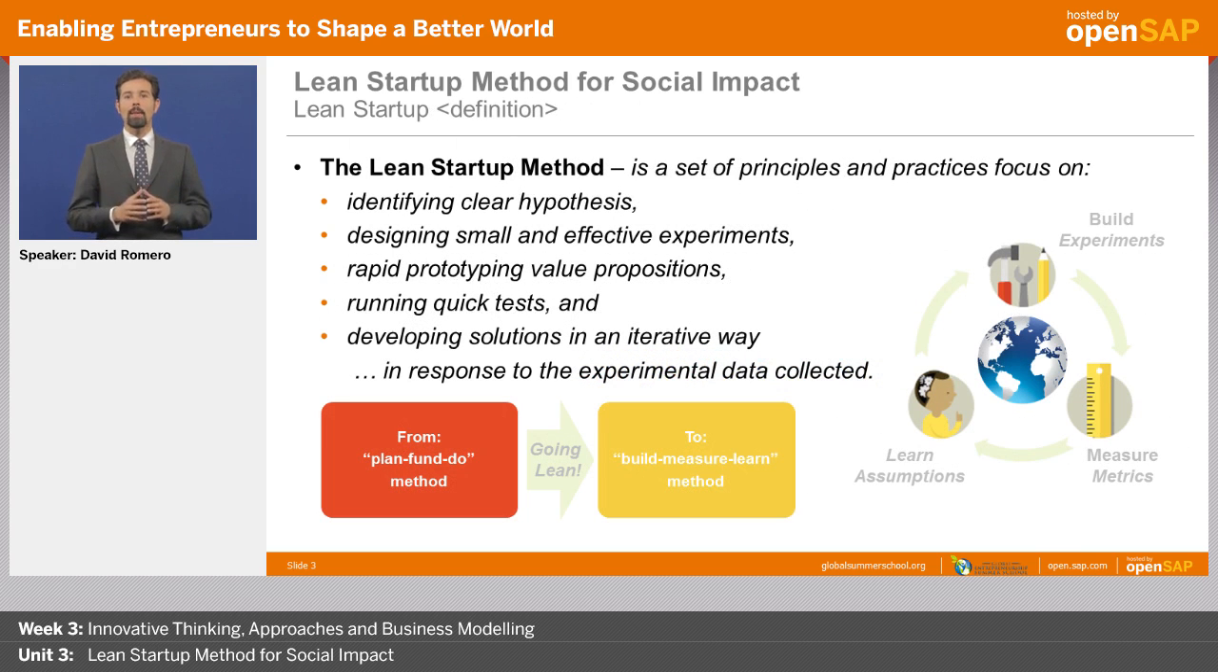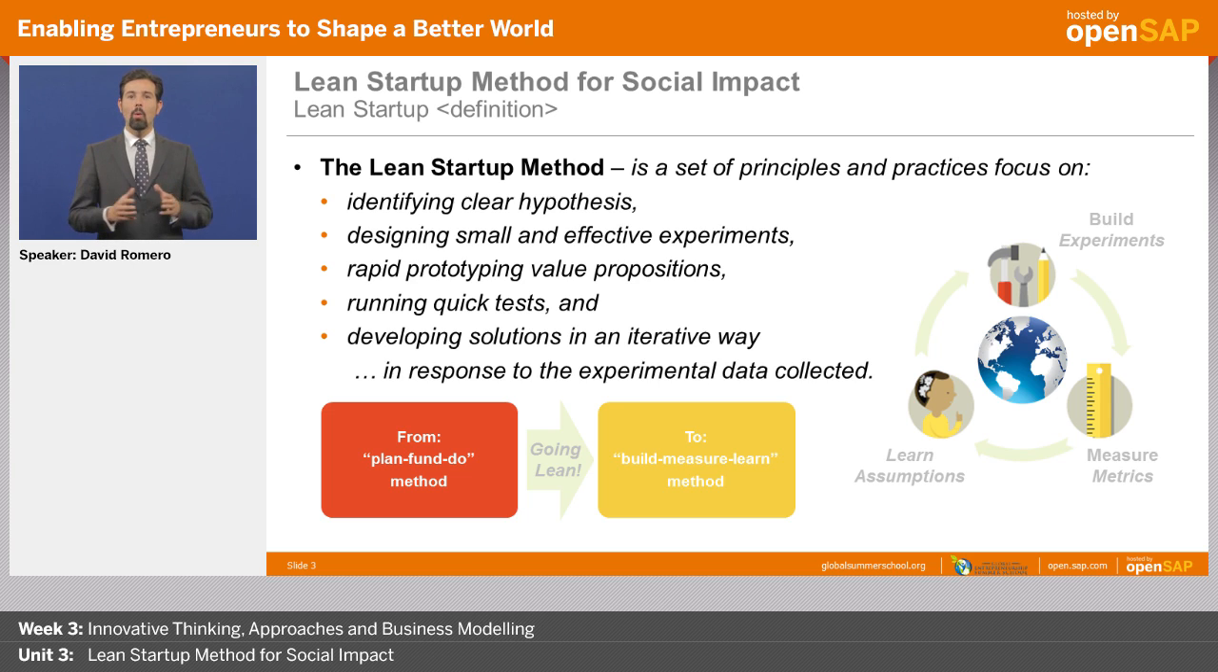The Lean Startup method can be defined as a set of principles and practices oriented to identifying clear hypotheses, designing small and effective experiments, rapid prototyping, running quick tests, and developing solutions in an iterative way using the data collected till optimization for social impact.